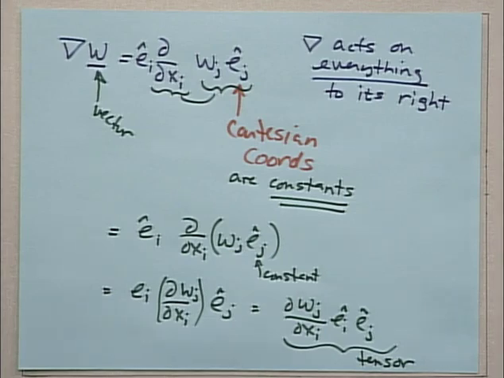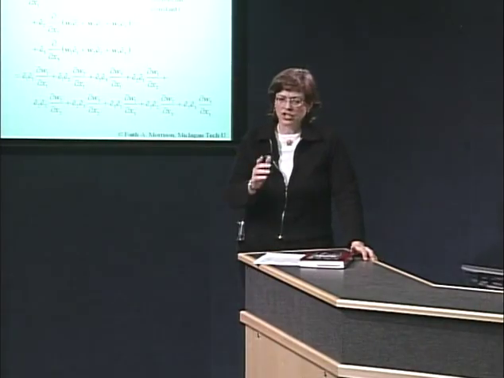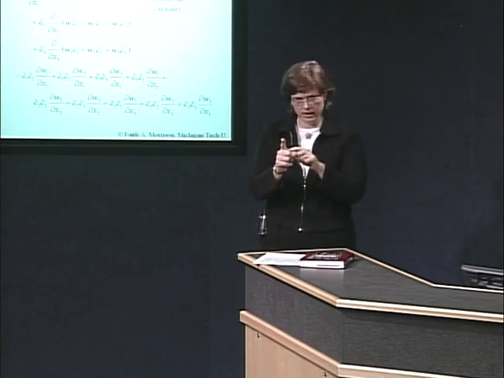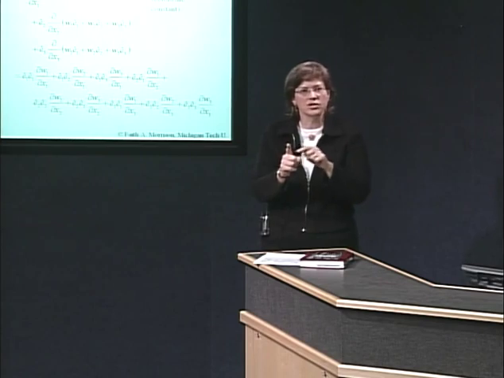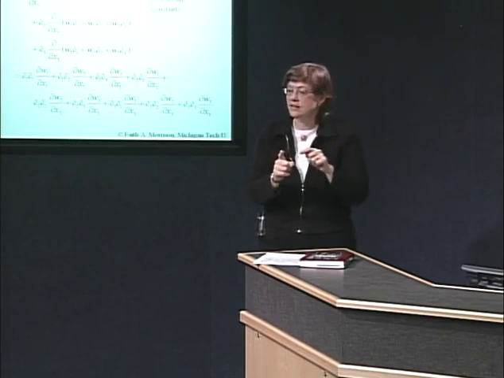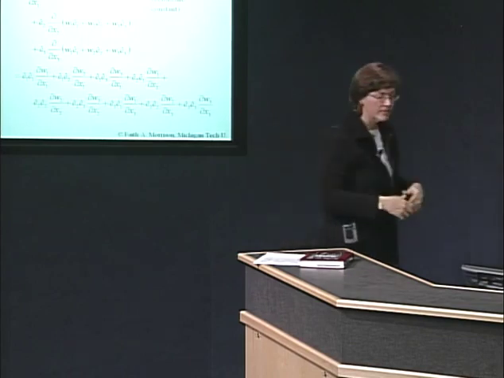And this makes sense. What the del operator is telling us is how something changes in space. And the change of a vector in space is very complicated. This vector has x, y, and z components. And we have to keep track of how the x component changes in the x direction, y direction, z direction, how the y component changes in x, y, and z, and how the z component changes in x, y, and z. And that's why it becomes one order higher of complexity.